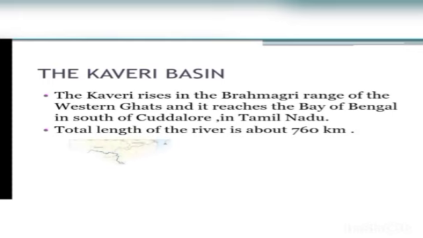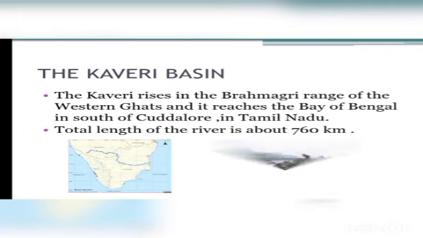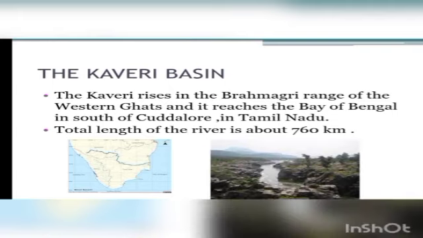The total length of the river is about 760 kilometers. Its main tributaries are Amravati, Bhavani, Hemavati, and Kabini. The Kaveri drains parts of Karnataka, Kerala, and Tamil Nadu. The river Kaveri receives the second biggest rainfall in India.